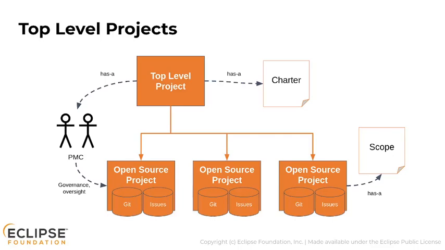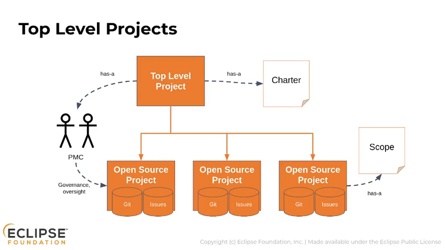Eclipse open source projects are organized hierarchically with top-level projects at the top. Top-level projects can be thought of as primarily organizational, with Eclipse open source projects being the operational unit where the real work happens. Top-level projects have a charter that defines their mission and scope, along with a collection of open source projects that implement their mission. Eclipse open source projects align with exactly one top-level project. Eclipse open source projects do not have a charter. Rather, they have a scope that aligns with the scope and mission of their top-level project.